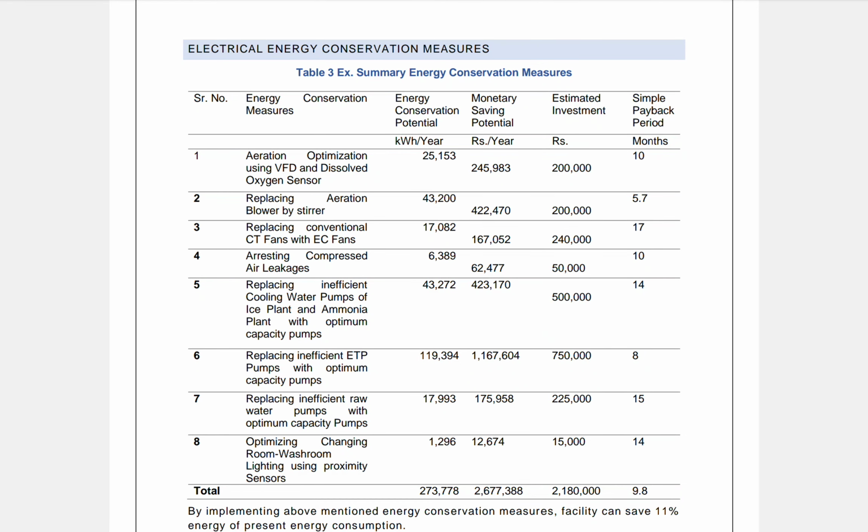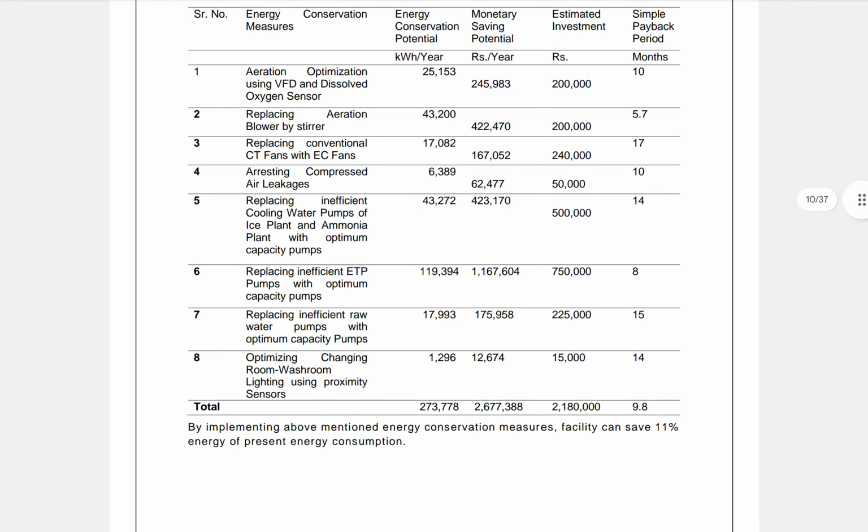Then replacing inefficient cooling water pumps of the ice plant and ammonia plant with optimum capacity pumps. Our audit team noticed that higher capacity or non-optimized pumps were installed there, which were consuming excess energy. So they suggested replacing these inefficient pumps with efficient pumps. All these calculations are there in the report below, detailed calculations. So we will go one by one.